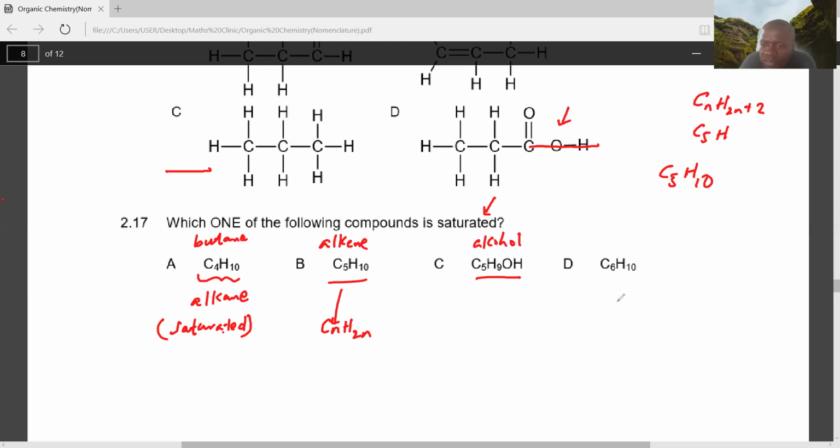This one, let's check it. CnH2n+2 with 6 times 2 is 12, plus 2, 14. I think this should be an alkyne. Let's check it. C6H, 6 times 2 is 12. When you subtract, it's an alkyne, this one. So which one is saturated? Obviously, it's butane.